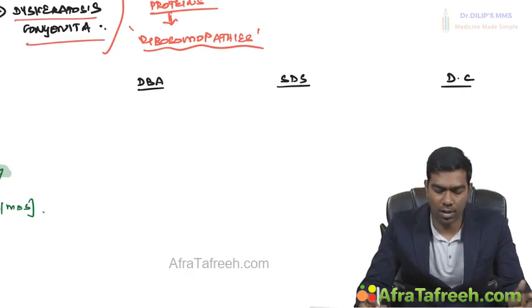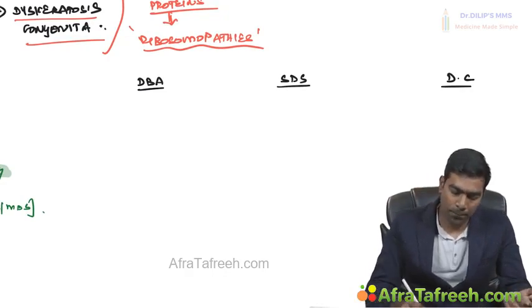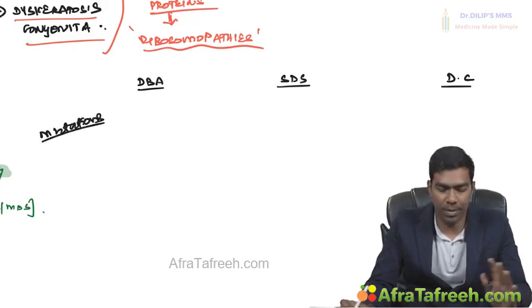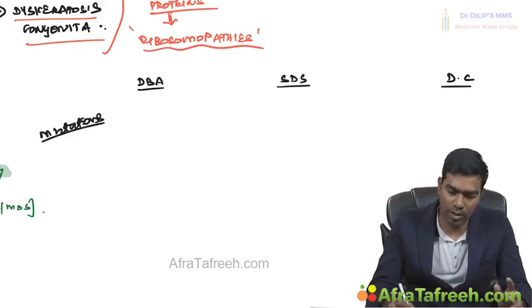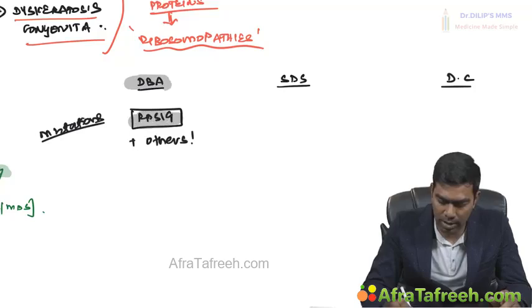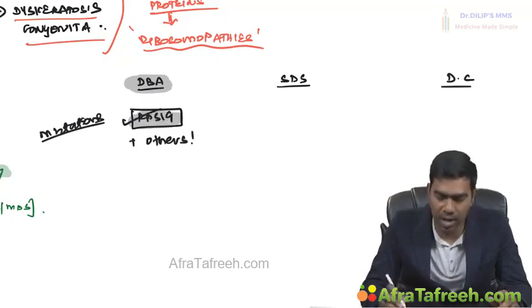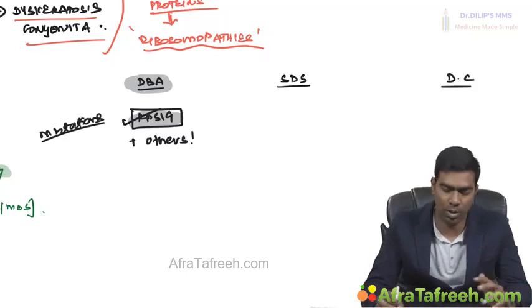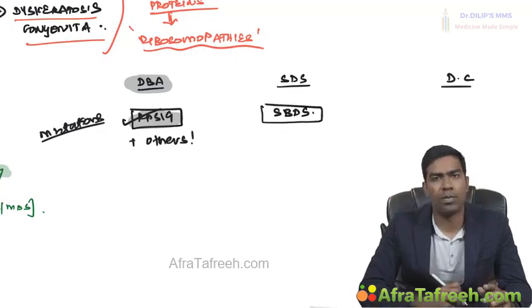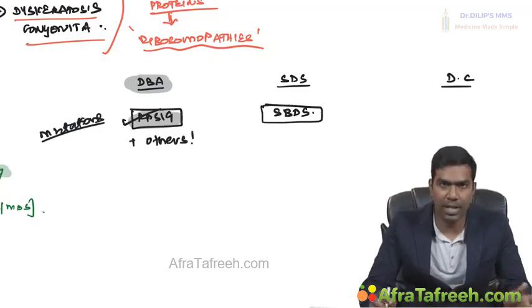So what will be the features? All will be due to ribosomal protein biogenesis only, but what will be the mutations? What you are going to see is RPS19 here. That's the most important mutation, plus a lot of other mutations are there, but the most important that they are going to ask in exam about Diamond-Blackfan anemia is the RPS19. That's a ribosomal protein mutation. In SDS, the mutation is going to be SBDS. That is a protein that is mutated here. That's called SBDS protein.